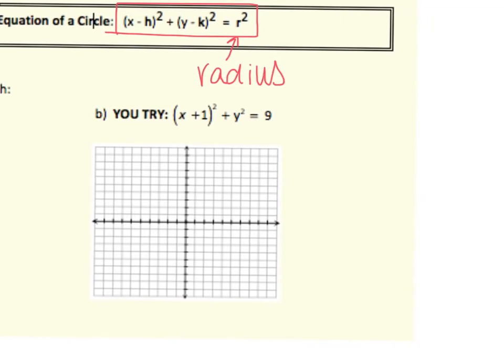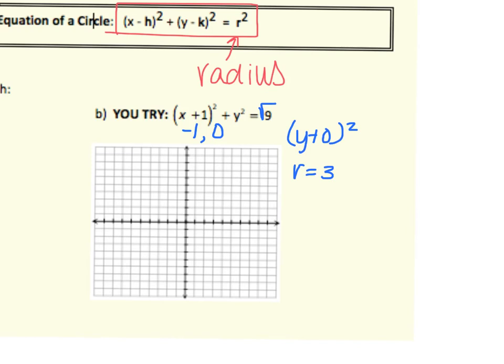Okay, so now that you've tried B, hopefully, here's your answer. So the center of your circle is going to be at negative 1, 0, because there's nothing with the y. Now we could write that y as y plus 0 squared. That really wouldn't change anything, but the y coordinate is going to be 0 of the center, and the radius is going to equal 3, remember, because you square root whatever it equals to get the radius.